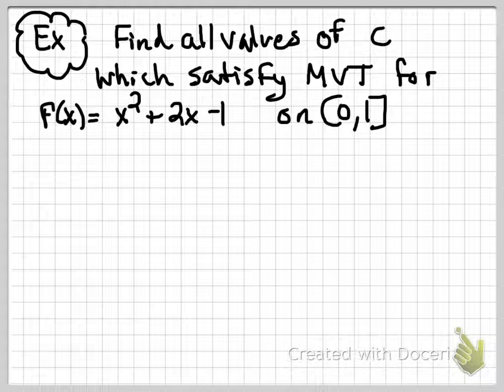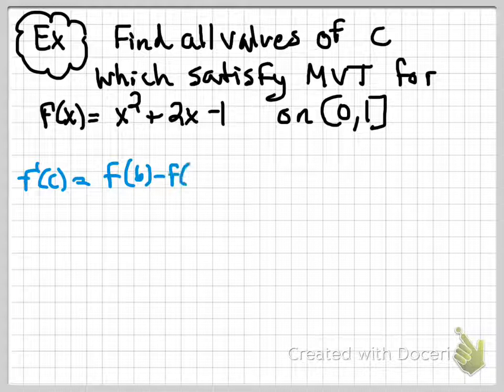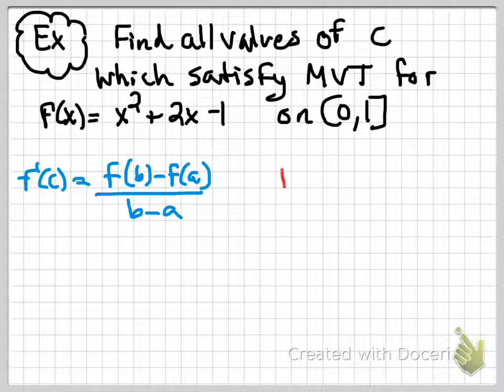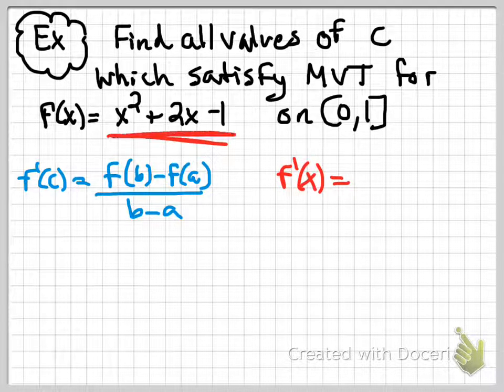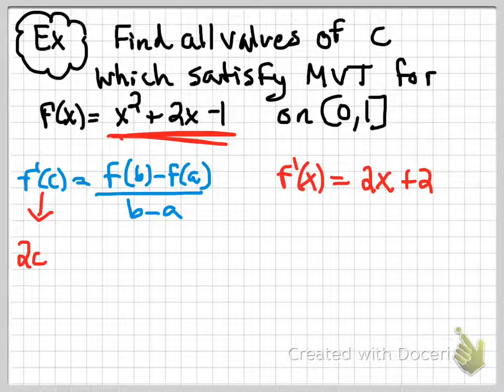Okay, so remember this is what we're going to do. We want to find f prime at c, and we want to set it equal to f of b minus f of a all over b minus a. We want to know where are these equal to each other. So we're going to go over to the side here, and we're going to start by finding f prime of x, the derivative. And the derivative of this thing is just a power rule problem. It'd be 2x plus 2. And we're going to change that to be c's, because we want f prime of c. So we're going to write 2c plus 2.